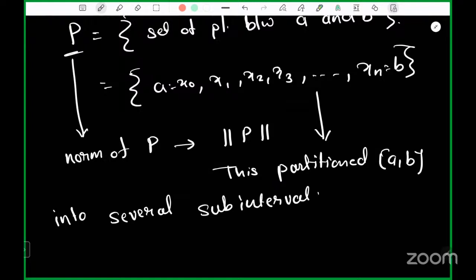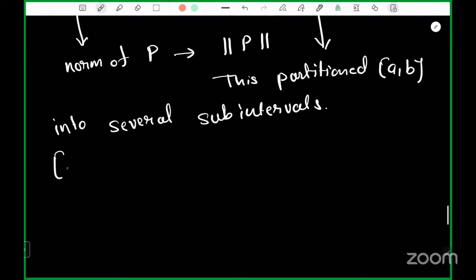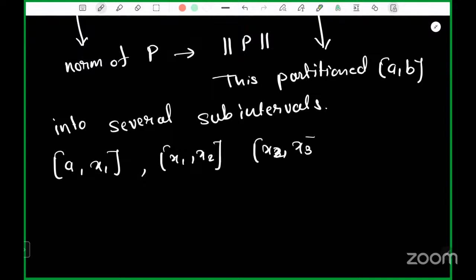So what are those subintervals? Those subintervals are a comma x1, then x1 comma x2, then x2 comma x3, right, and so on. At the end we have xn minus 1 comma xn. So this partition actually partitioned the closed interval into several subintervals.